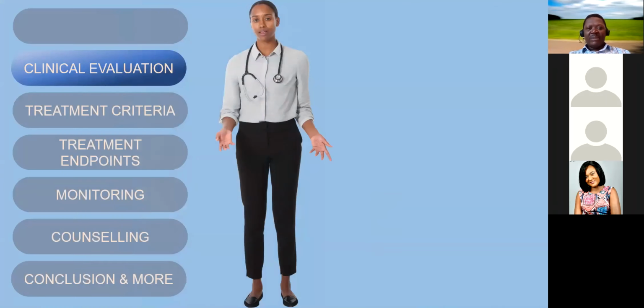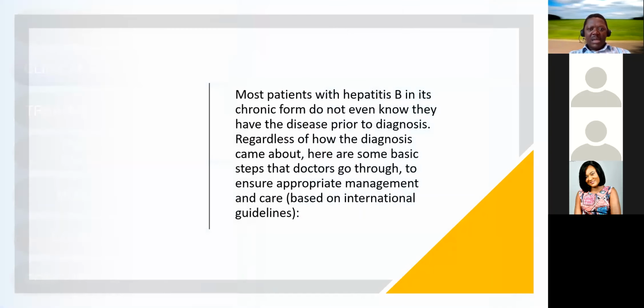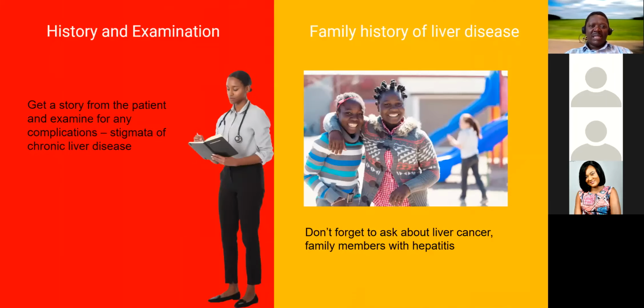Right, so how do you evaluate patients who have chronic hepatitis B? Most of the patients do not even know that they have the disease before they come to you. They may have gone for some kind of non-specific blood test and were found to be positive, and so they will come to you with a result. Already some of them would have actually consulted traditional healers and so on and so forth. But let's see how you should go ahead with these patients.